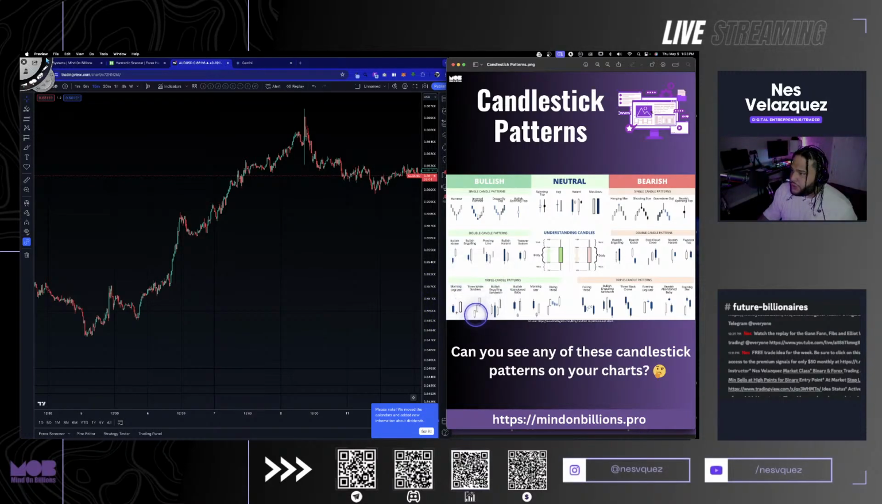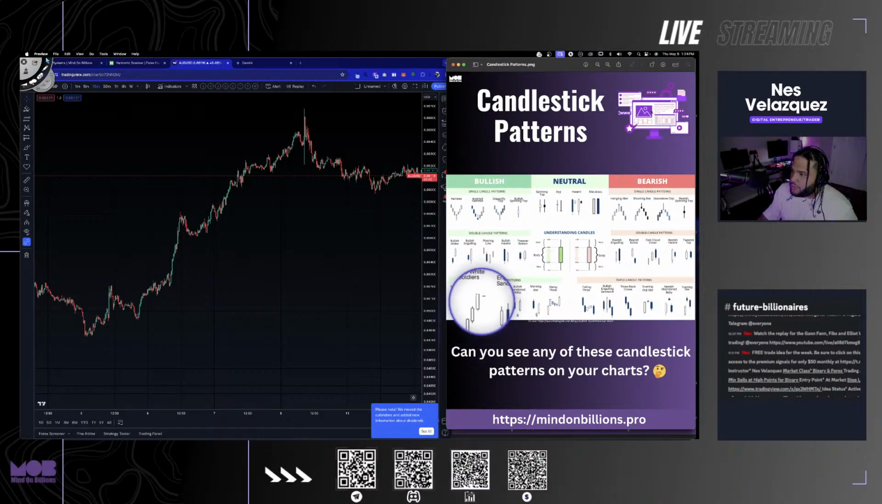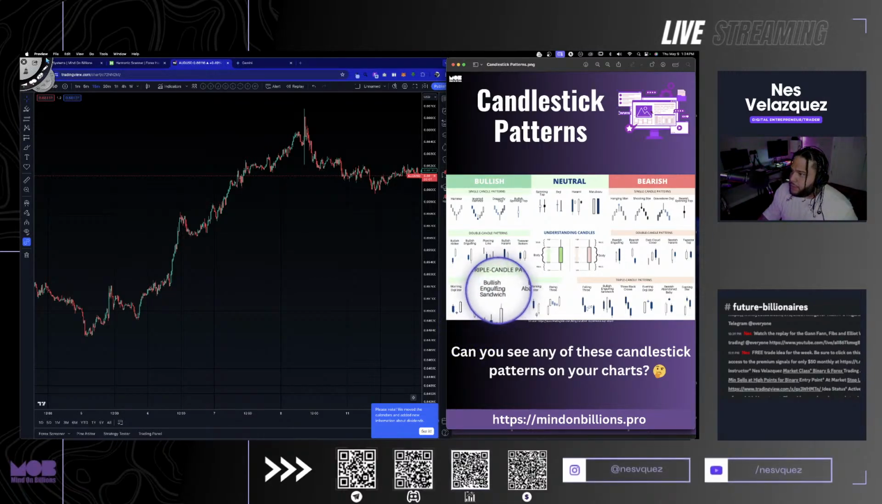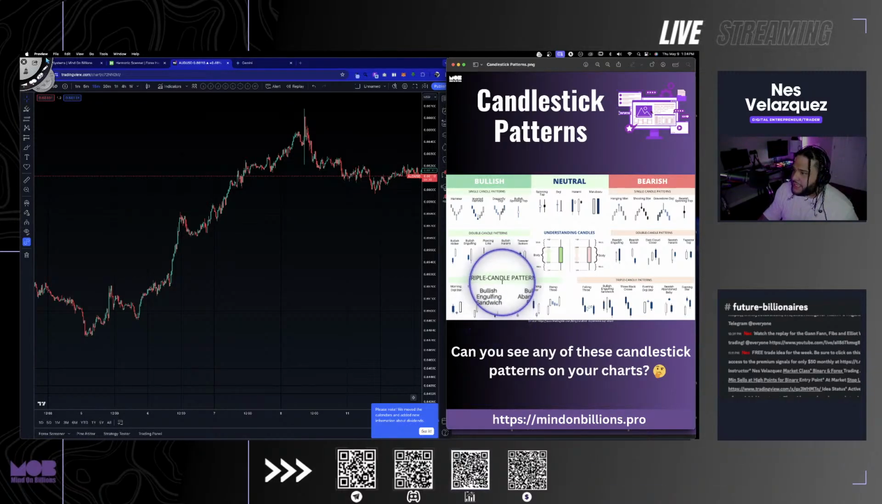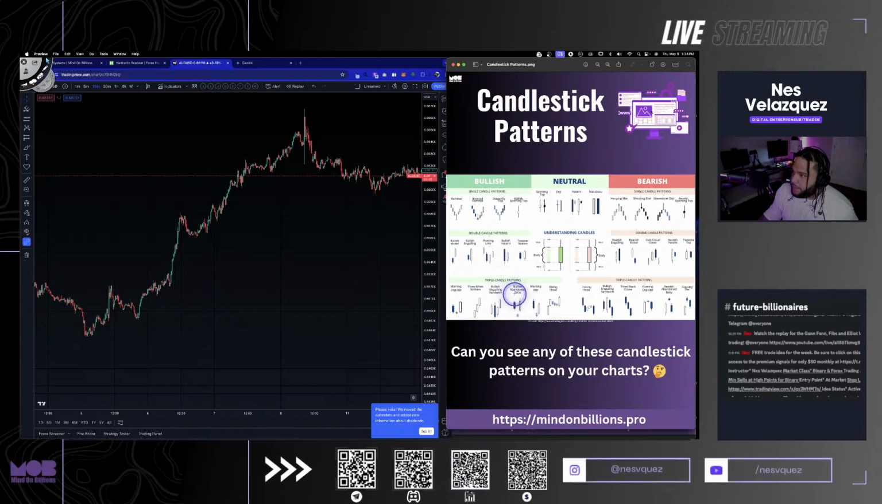3 white soldiers. So 3 back-to-back strong bullish candles. Bullish engulfing sandwich. Bullish candle, market went up, then the market went down, and then the market went up again with these 2 other candles, okay? So bullish engulfing sandwich. All right, so this bearish candle just got sandwiched, and the next one, the confirmation candle, went up.